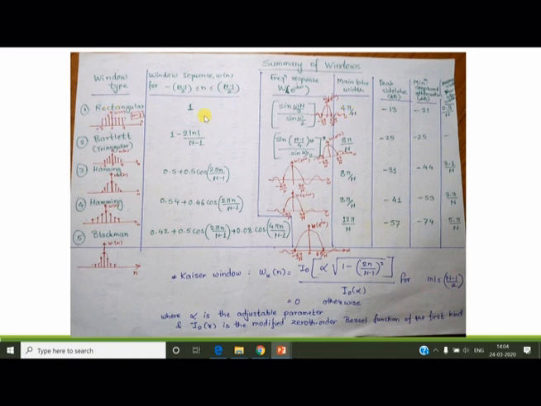For the rectangular window, the main lobe width is always equal to 4 pi by N. For the triangular window, it is 8 pi by N. Hanning and Hamming also have a main lobe width of 8 pi by N. But for the Blackman window, it is 12 pi by N. That is, it is wider in the case of the Blackman window. And the next column is the peak side lobe amplitude in dB, that is the attenuation, that each window function provides.